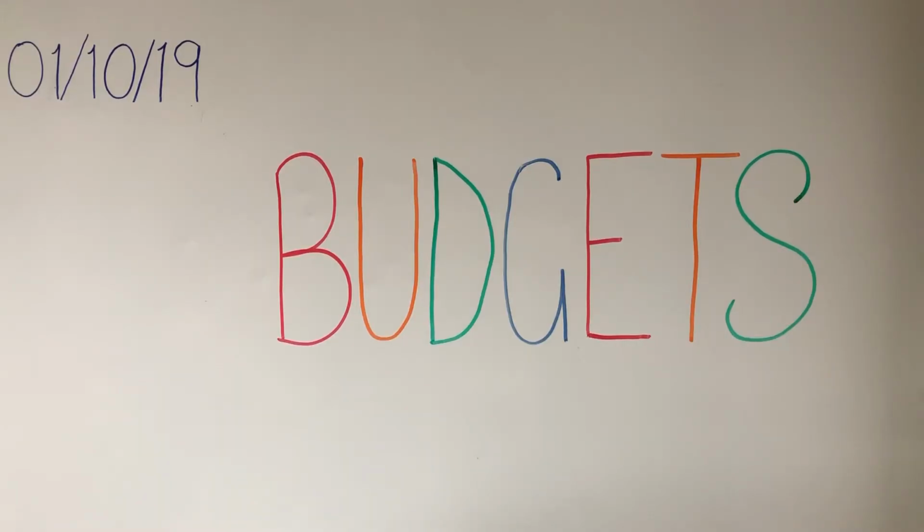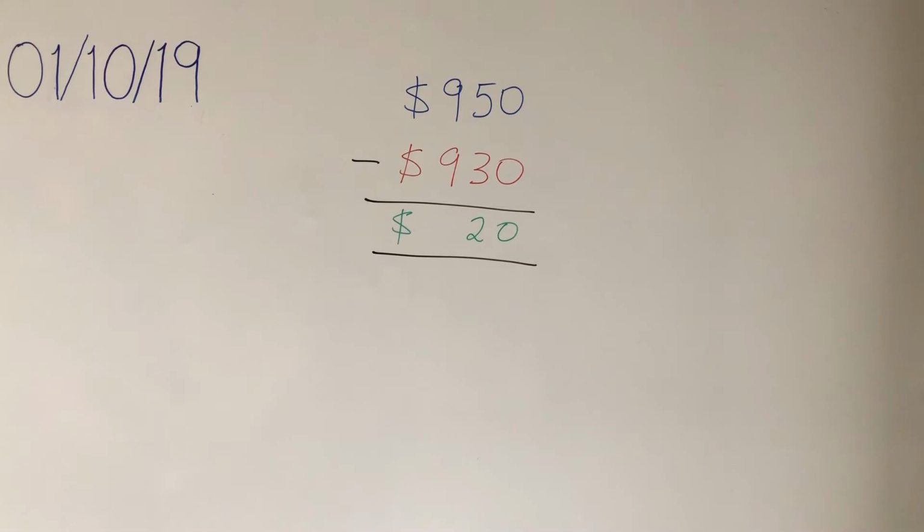I can work out the difference between my budget and the total amount I paid for each of the areas on the Monopoly board by subtracting the smaller number from the bigger number. My budget was $950 and I only spent $930. Therefore, I had $20 left over.